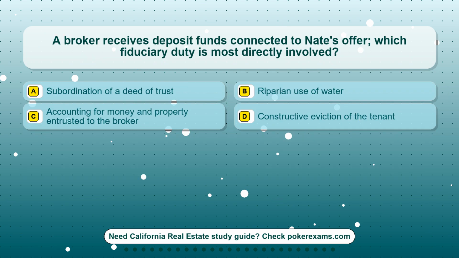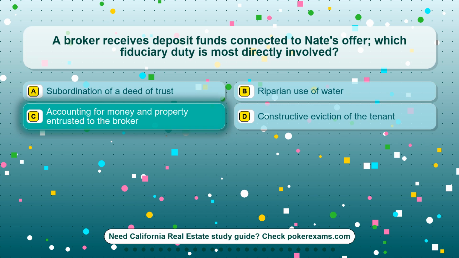Question 2. A broker receives deposit funds connected to Nate's offer. Which fiduciary duty is most directly involved? Option A, subordination of a deed of trust. Option B, riparian use of water. Option C, accounting for money and property entrusted to the broker. Option D, constructive eviction of the tenant.